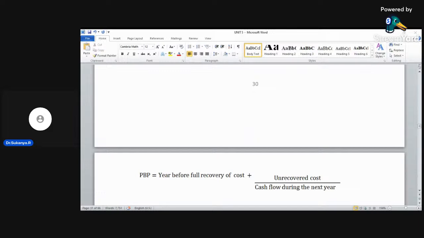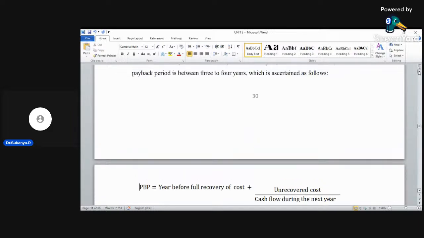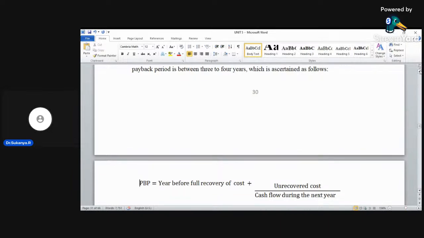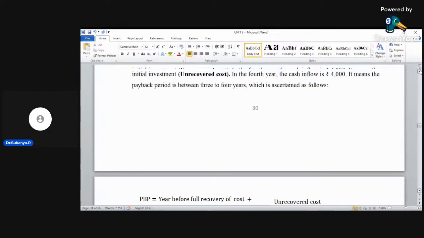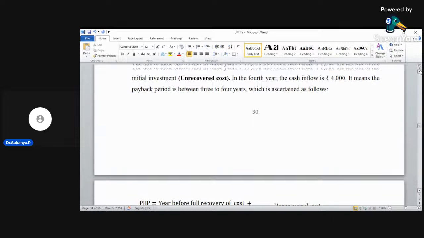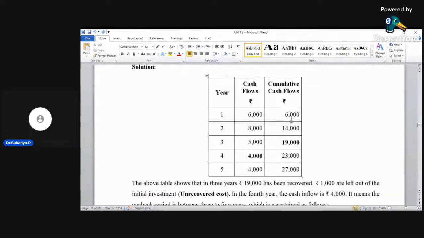Okay. So now, as I was telling you, how exactly you're going to compute the payback period is that, say, year before the full recovery of the cost plus unrecovered cost. What is this unrecovered cost? Divided by the cash inflow of the next year. That means to say, dear students, first of all, you have to find out the cumulative cash flows. As I told you once again, I will repeat.